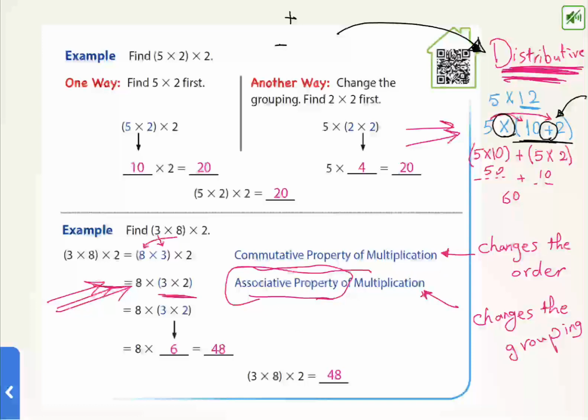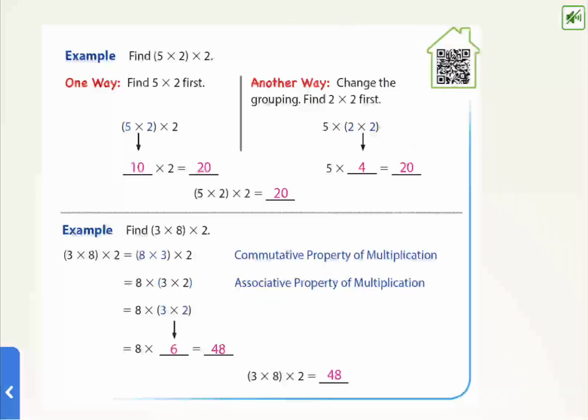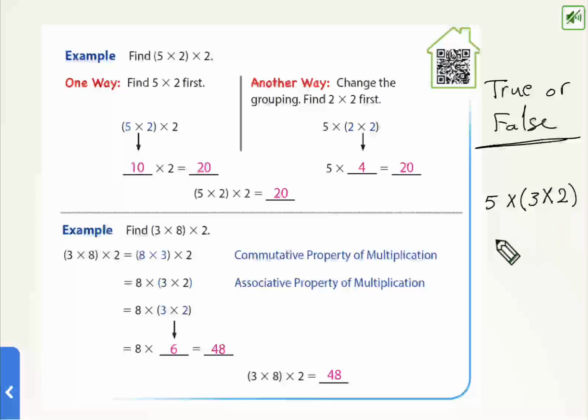Okay, I will erase all this and I will ask you a question. I will write something here and you should tell me true or false. 5 multiplied by 3 multiplied by 2 equals 5 multiplied by 3 multiplied by 5 multiplied by 2. Is this true or false?